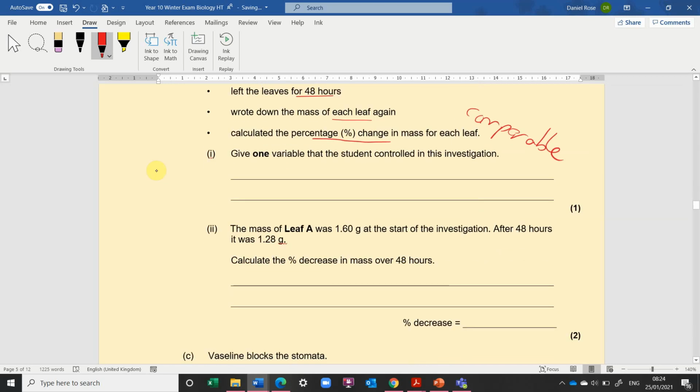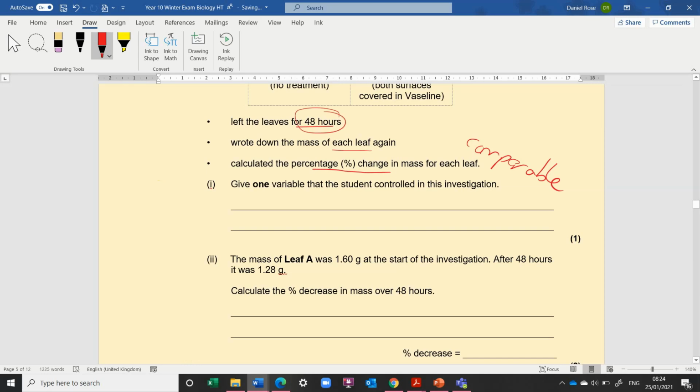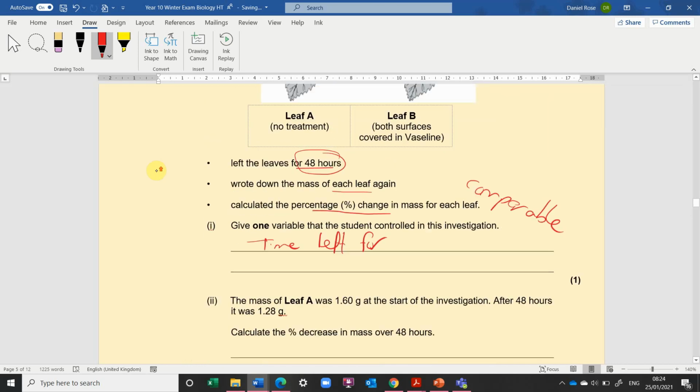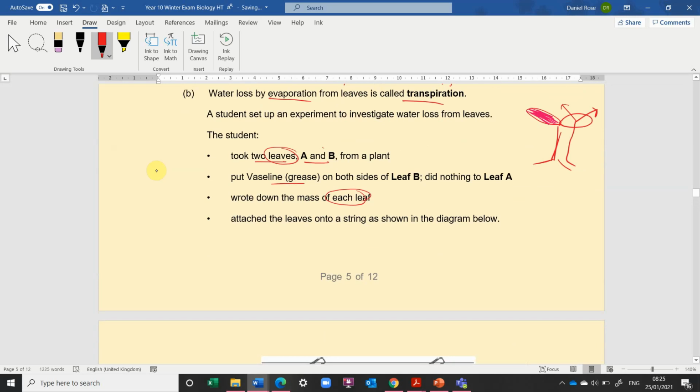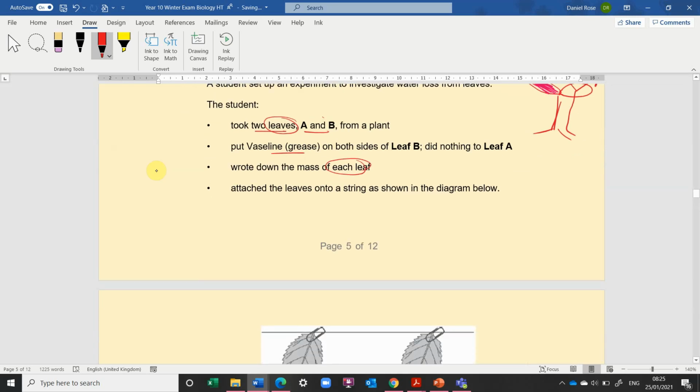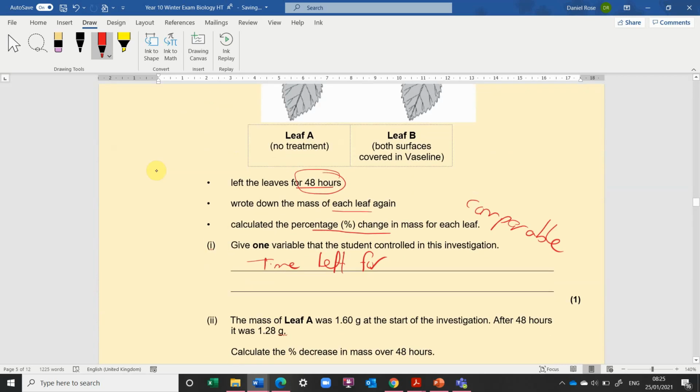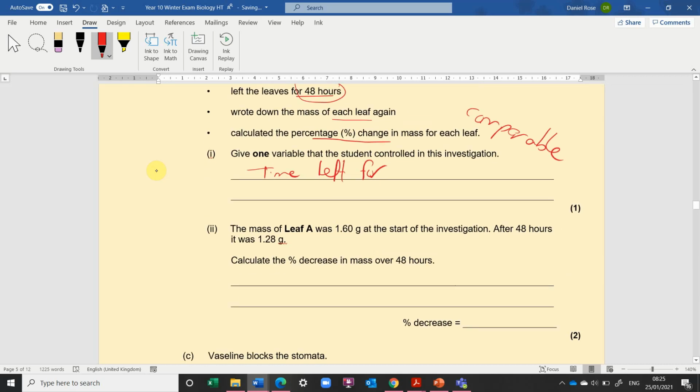Give one variable they controlled in the investigation. Well, this is the point of highlighting as I've gone through. There's lots of things now. The time it's left for. Don't say time, let's fully spell it out, the time that it's left for. But I could have also picked out the fact as well. Just looking through what else I've written, so possibly nothing else other than it was from the same plant. But I prefer my stronger answer of the time it's left for. It's a nice number type answer.